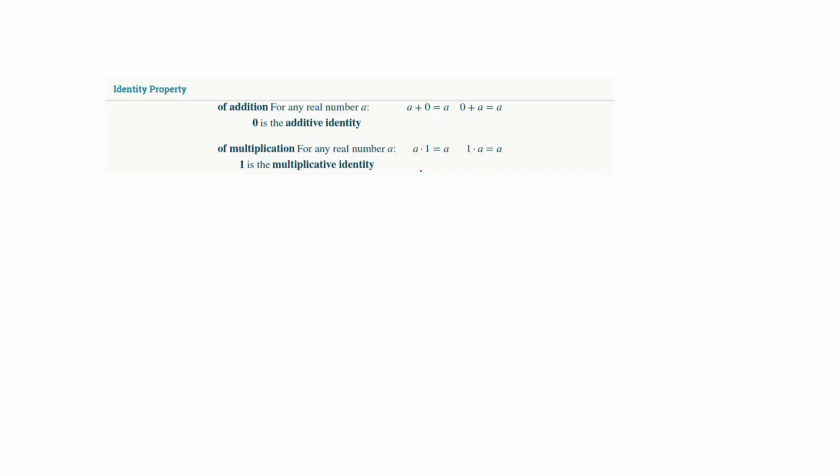Okay, now there's an identity property for both addition and multiplication. It means this. What can you add to a number to keep the same number? Well, it's 0, of course. And then in multiplication, you can keep the same number by multiplying anything by 1.